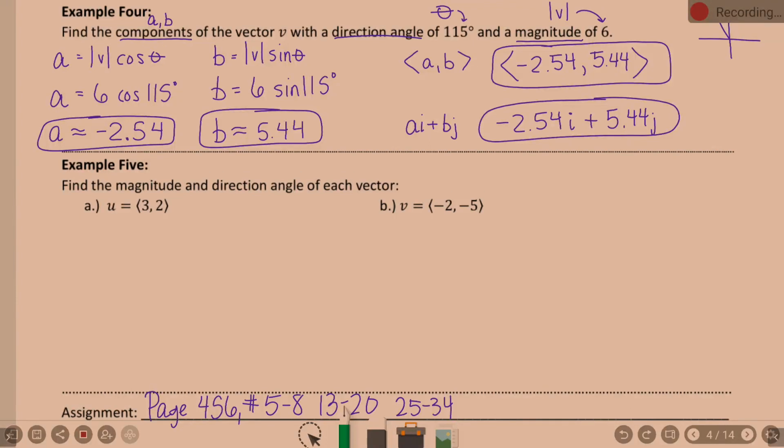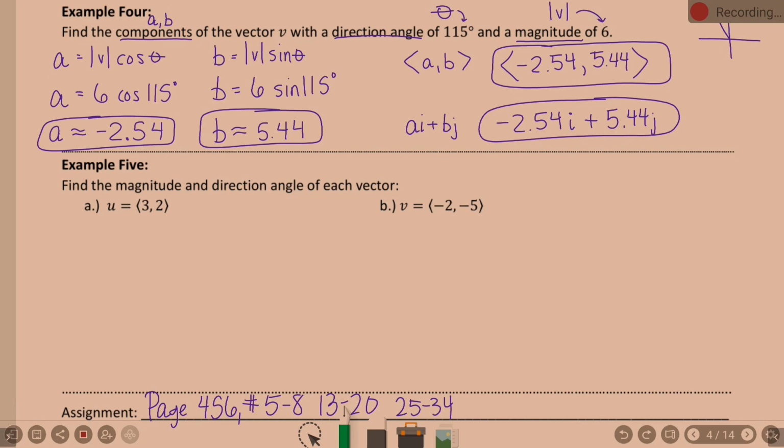Okay, guys, example 5 from 6.1. We are ready to talk about our last example in 6.1 part 1, where we've been talking about vectors. We've been talking about magnitude and length of vectors. We've been talking about component form. We've added vectors. We've multiplied by a scalar. Example 5, we're going to find the magnitude and direction angle of each vector.